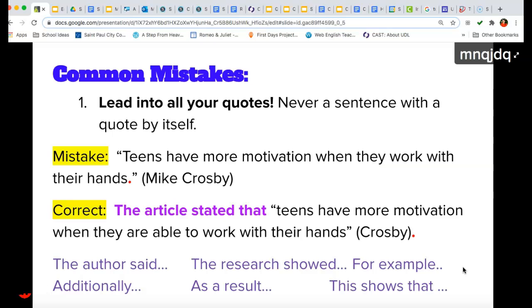All of these are simple phrases that you put in front of the quote that leads into the quote better. It's more smooth, and it's actually kind of your own writing, your voice that's introducing us to the quote rather than just the quote by itself.